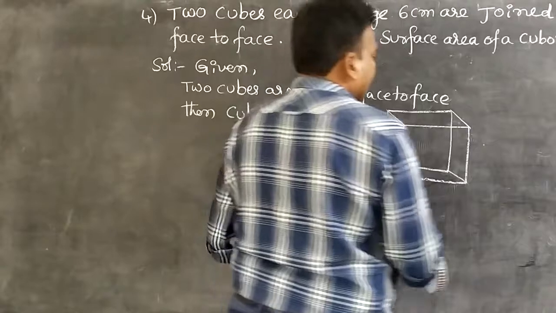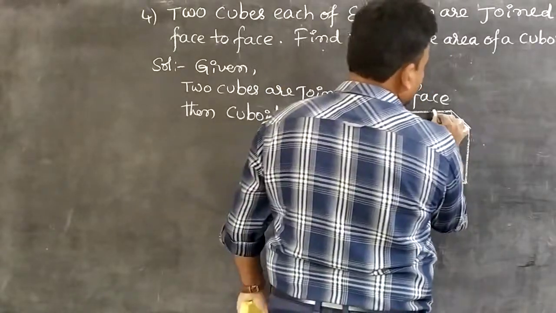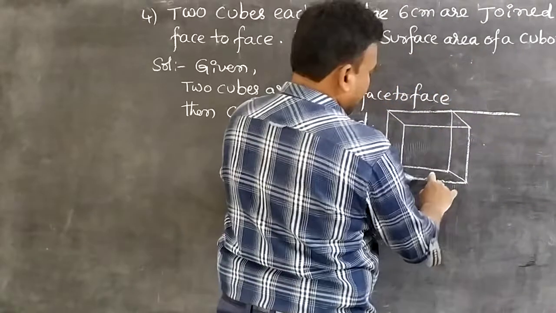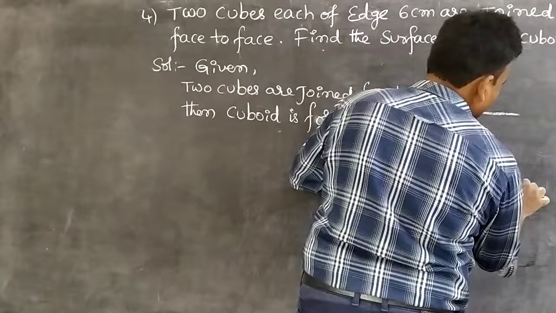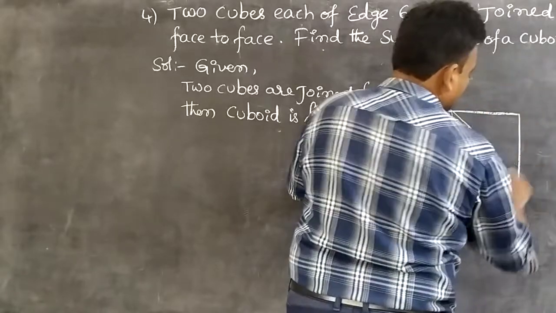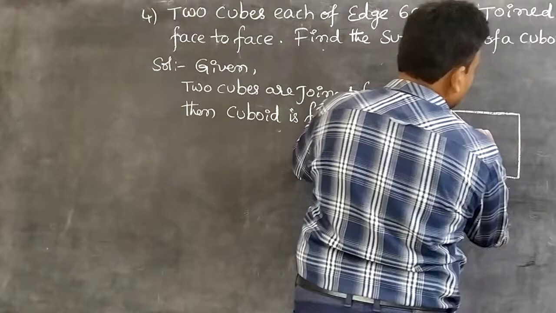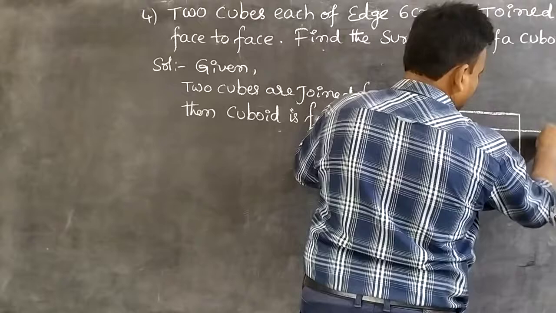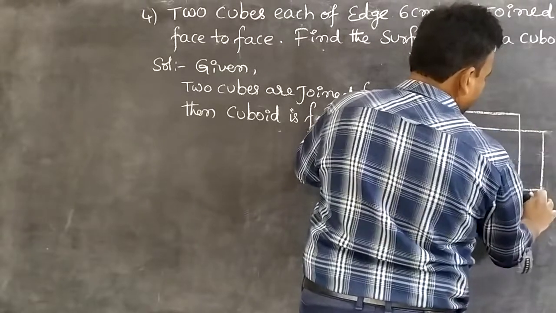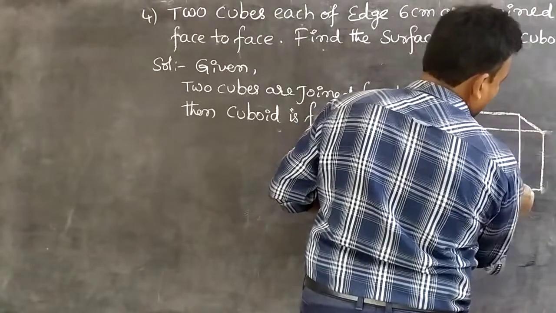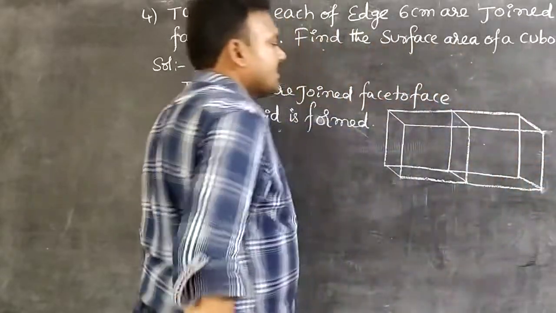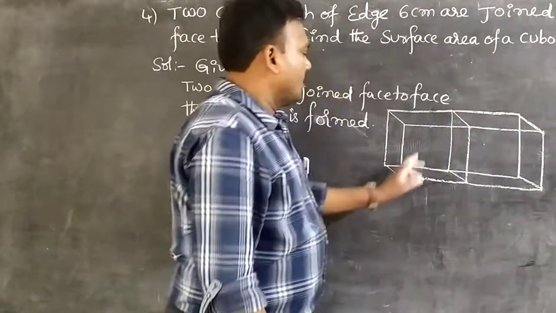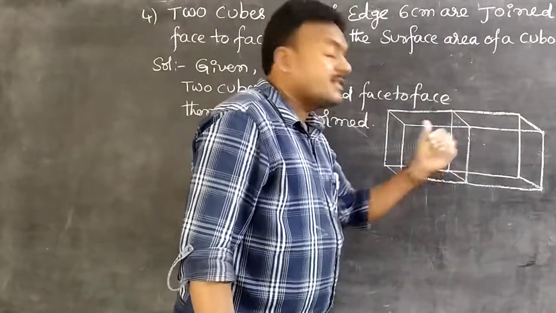Now let's observe here. This top line, like this, extend. And next, this line also extend. Next, this line and this line also extend. And join, like this. Two cubes are joined, automatically a cuboid is formed.